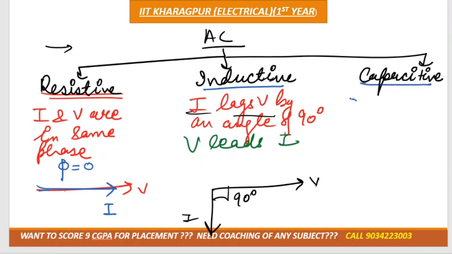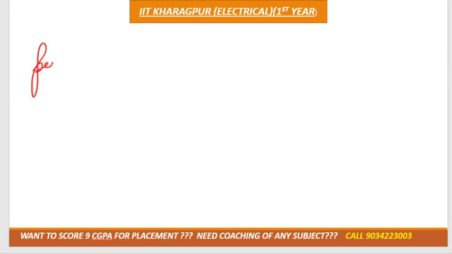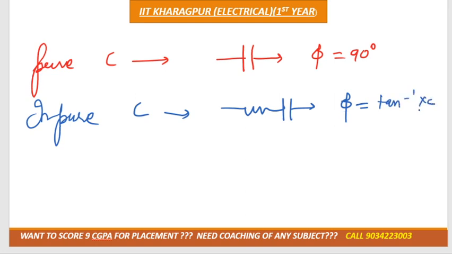Next one is the capacitive. In capacitive, current leads voltage by an angle of 90 degrees. Whenever it's a pure capacitor or pure inductor, then the angle is 90 degrees. That is fixed. Okay. Pure capacitor means if we'll have only a capacitor, then in that case phi is equal to 90 degrees. And impure capacitor means whenever we'll have a combination of R and C, then in that case phi would be equal to, according to the formula, tan inverse XC by R.